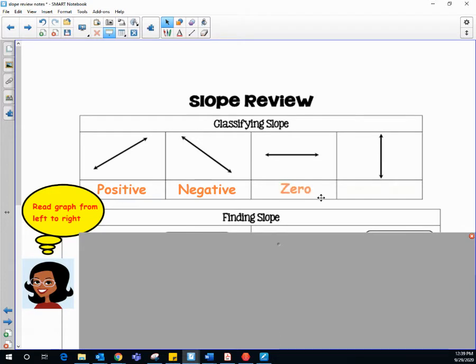That one's called a zero slope if it's just a horizontal line. And then if we have a vertical line, it is an undefined slope. So these are the 4 types of slopes that you have. Now we're going to talk about how to actually calculate the value of the slope.